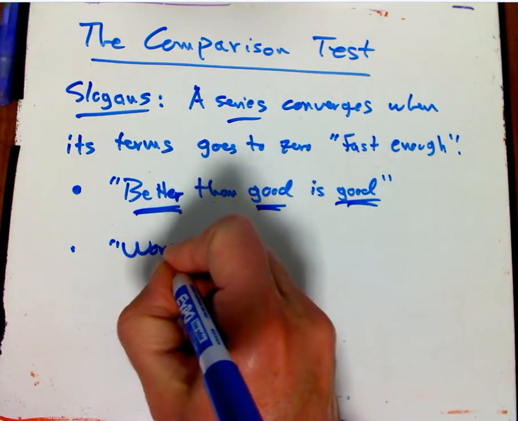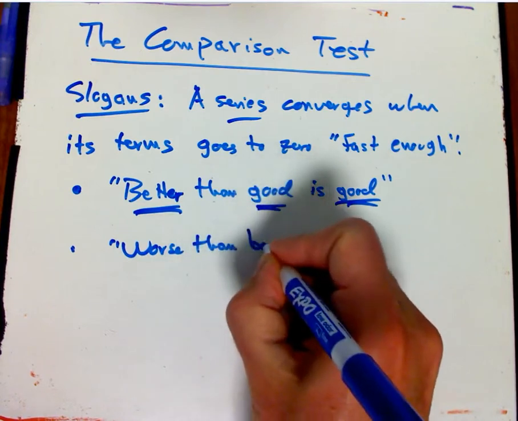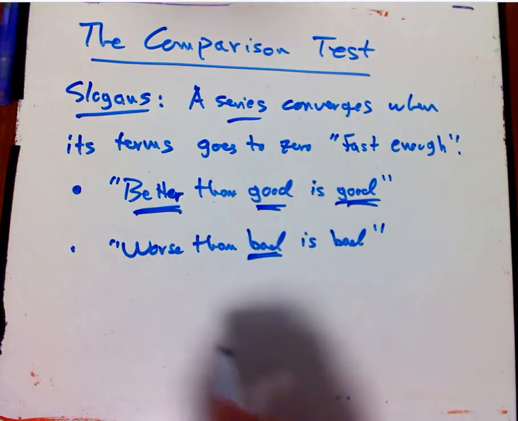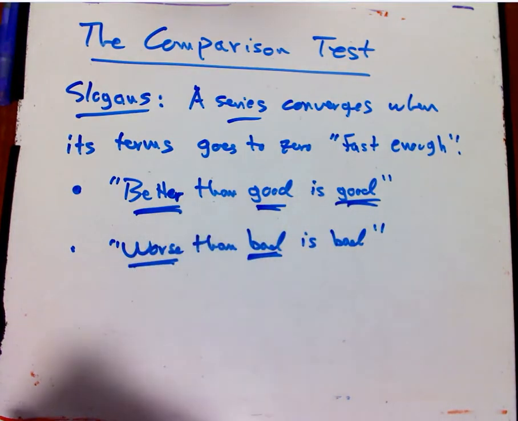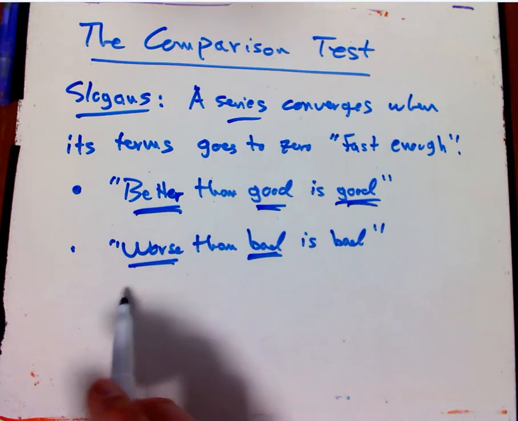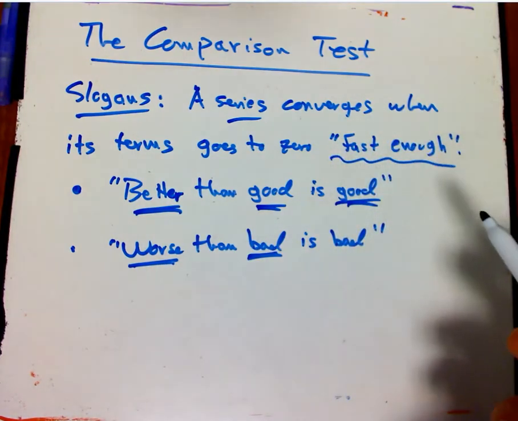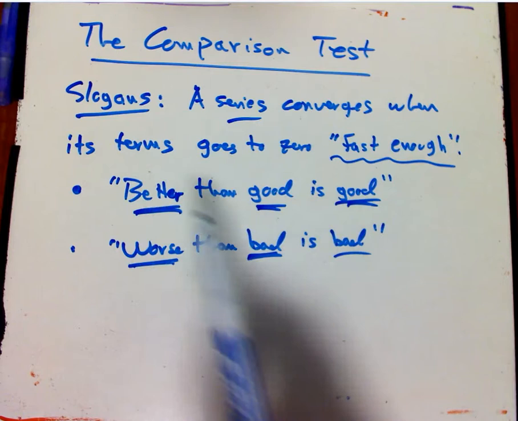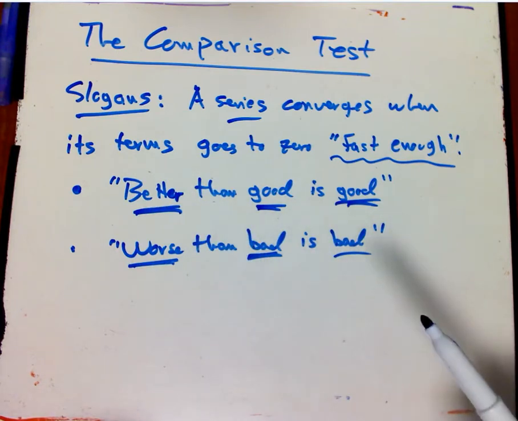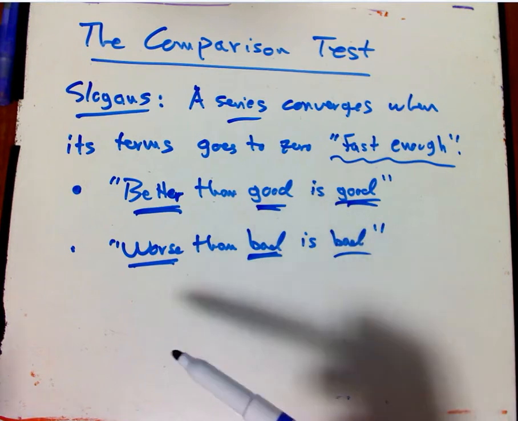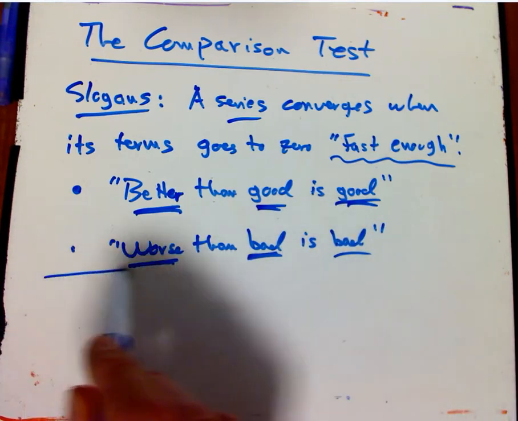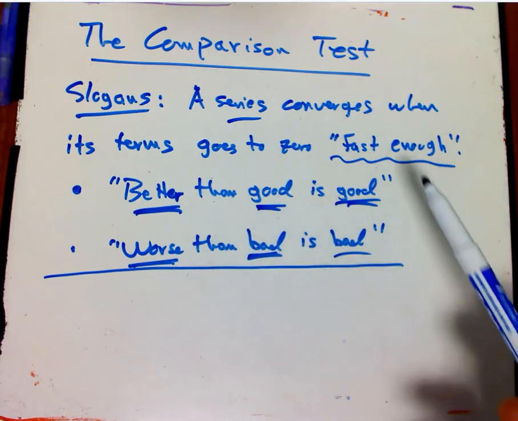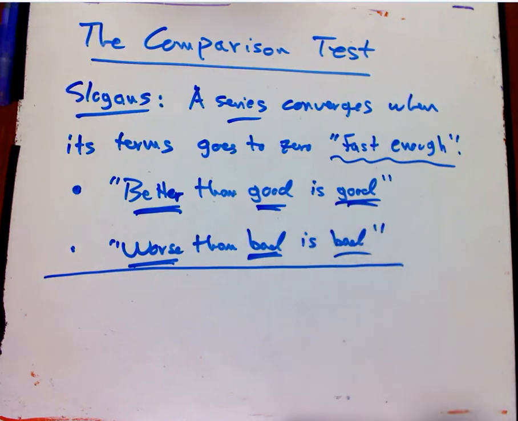And the flip side of that is worse than bad is bad. If your reference series diverges, and you can show that your more interesting series is worse than that, in the sense that its terms don't go to 0 as fast, then it's also going to diverge. In particular, there's no slogan that says better than bad is something definite. That doesn't say anything. Or worse than good. Could be good, could be bad. And so we're going to have to pick our reference comparison based on whether we're trying to show something is convergent, good, or divergent, bad.